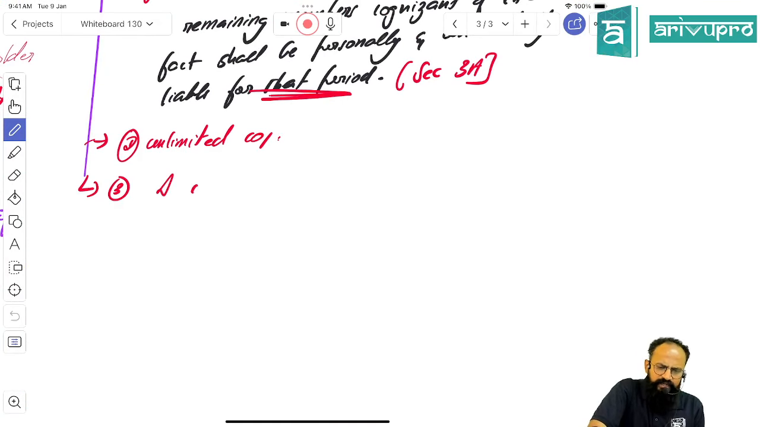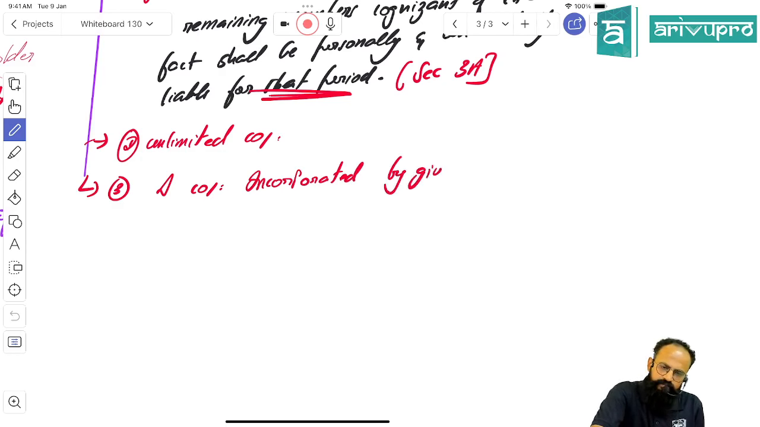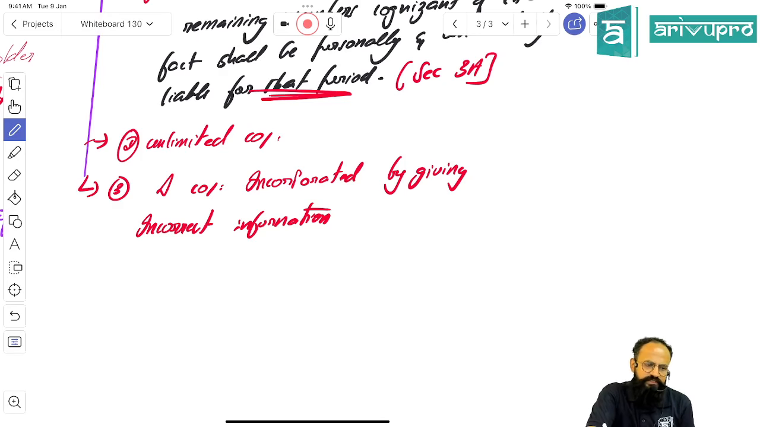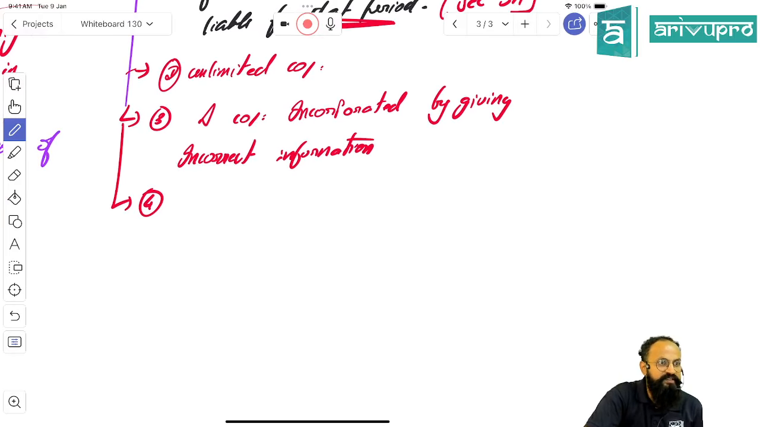a company incorporated by giving incorrect information. Simple, you registered a company by giving wrong details. Fraud. ID cards and all are fake. So if at all they get to know, your liability will become unlimited. So that's what is called the third point. A company incorporated. Incorporated means registered.